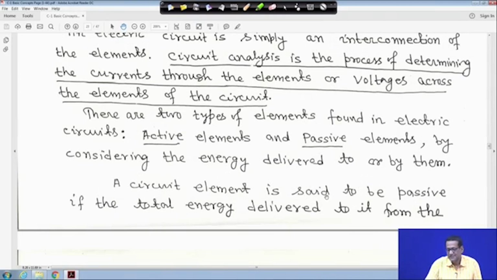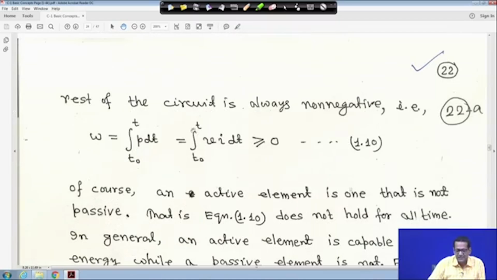So, a circuit element is said to be passive if the total energy delivered to it from the rest of the circuit is non-negative. That means, suppose energy is given for any initial time t0 to t, the integral of p dt is energy, because p is power and time. So, watt-second is actually equal to joule. Here p is equal to v i, so mathematically you can represent it like this: the integral from t0 to t of v i dt is greater than or equal to 0, then you can say it is a passive element.